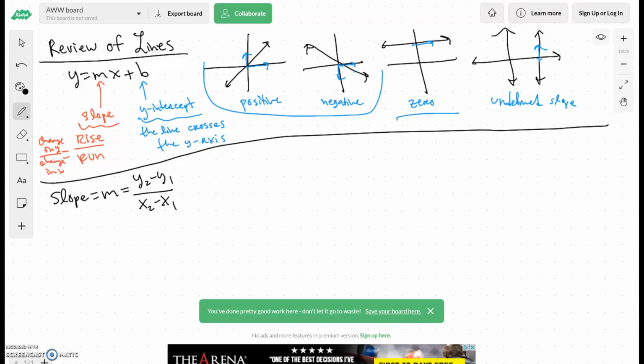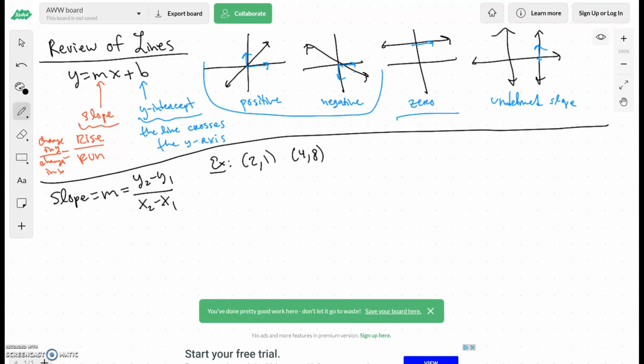If I give you two points, let me give you an example. Say I give you the points (2, 1) and, I don't know, (4, 8). What is this telling us? If I were to plot them on an x-y plane, this is (2, 1) and here is (4, 8). I need to find a line that crosses through both of them, and one way to do it is by finding the slope.